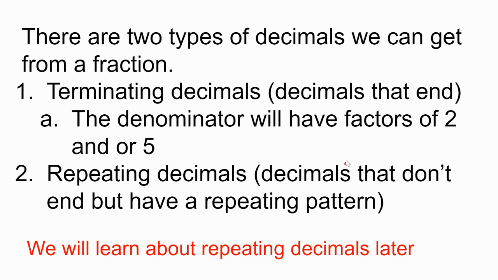Okay. So, summary. There are 2 types of decimals we can get from a fraction. We can get a terminating decimal, or a decimal that ends, and these decimals will have prime factors of only 2's and 5's. Or I can get repeating decimals, decimals that don't end but have a repeating pattern. We'll learn about repeating decimals later.